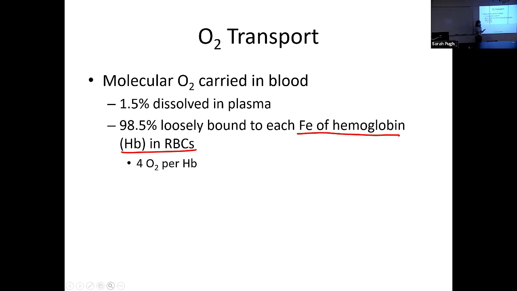And remember, one red blood cell has about 250 million hemoglobin molecules in it. So one red blood cell can carry about 1 billion oxygens, okay? So most of your oxygen is just being carried in red blood cells. Remember, red blood cells are bags of hemoglobin. That's their job.